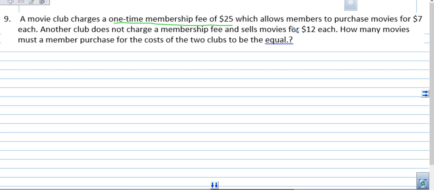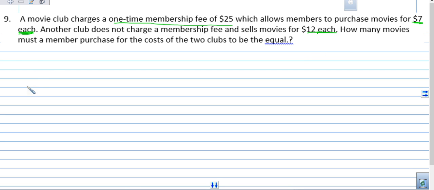of $25, which allows members to purchase movies for $7 each. Each is a very good word to underline here because it doesn't insinuate it's just one time of $7. It's $7 every time you get a movie or each movie that you buy. Another club does not charge a membership fee, so there is no membership fee, and sells movies for $12 each. How many movies must a member purchase for the cost of the two clubs to be equal?